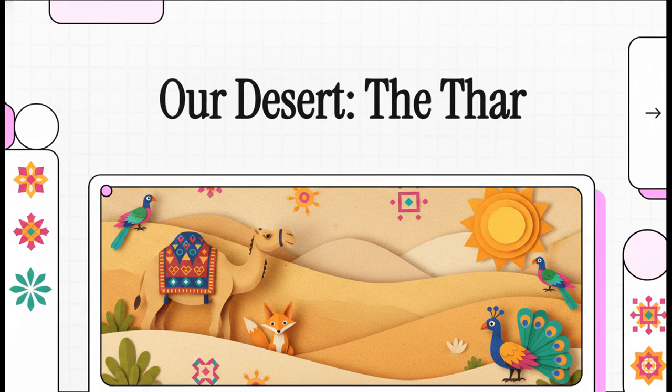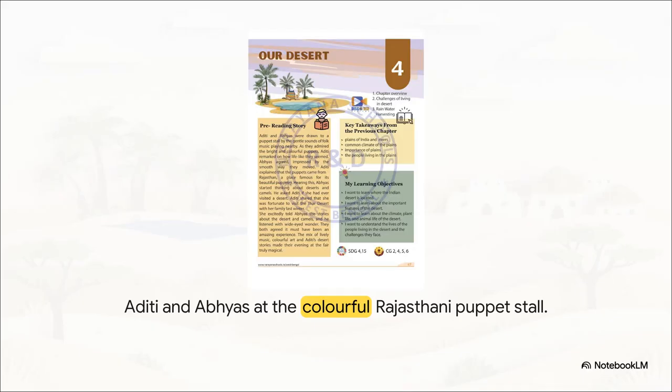So today, we're going to explore a very, very special and wonderful place. It's a place of absolutely endless sand, beautiful, vibrant colors, and some truly amazing animals. We're jumping straight into our lesson about the Great Indian Desert, also known as the Thar Desert. But before we really start our geography lesson, I want to tell you a little story.